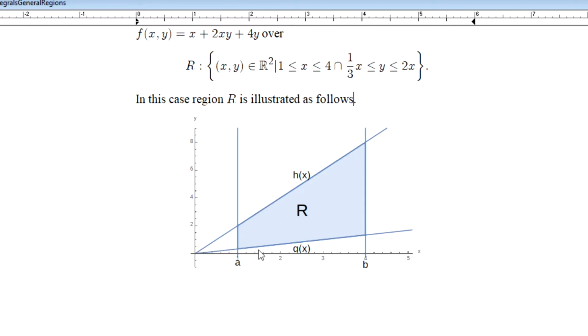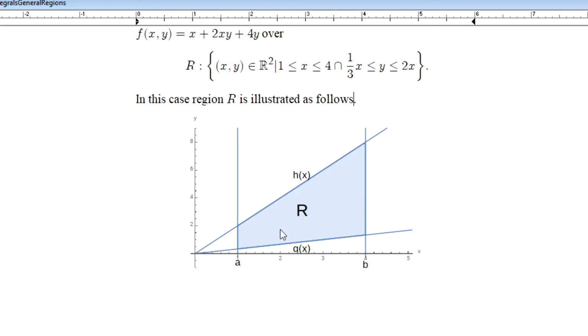On the lower end, for the case of g of x, we see the function 1/3 x, this linear function that has a slope of 1/3. It rises 1 and runs 3, and passes through the origin. This is going to be our lower bound on region R, and our upper bound, h of x, is given by the function 2x. It is also a linear equation with a y-intercept of 0 and a slope of 2, meaning it rises 2 and runs 1.